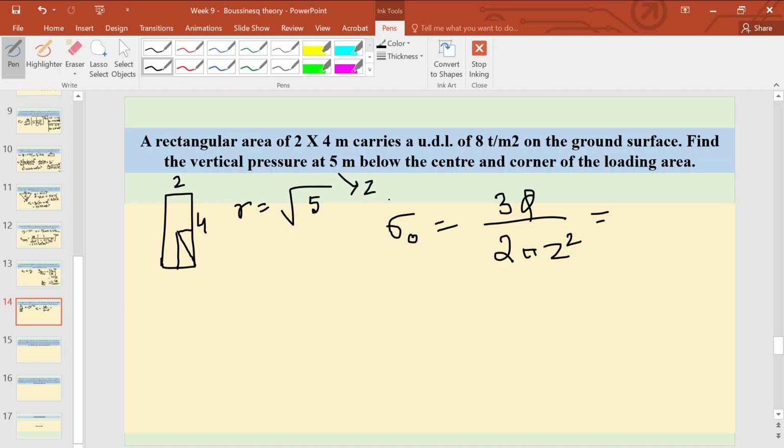What is the answer in the first scenario? And what is the value of q? Q is equal to UDL into the entire area, right? So 4 into 16, 64. Yes, 64. This is an important conversion which was almost missing.